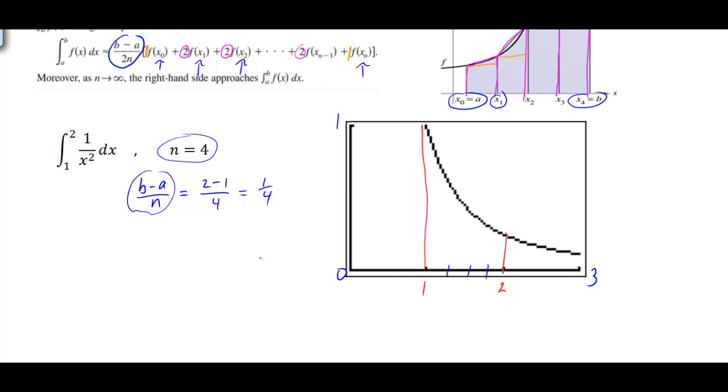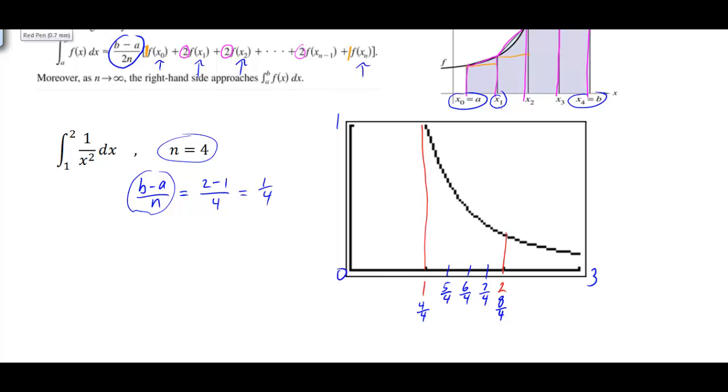So if we do that down here, we're going to have widths of 1/4. So we would start here at 1. We could think of this as 4/4. And then we would go to 5/4, 6/4, 7/4, and then of course the last would be 8/4, which would simply be 2.